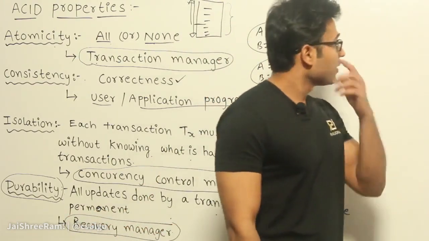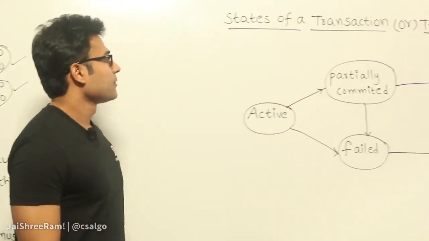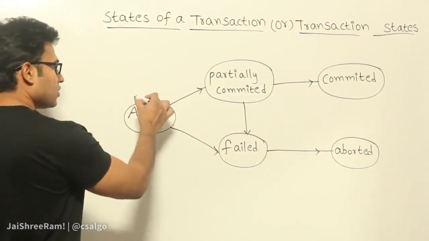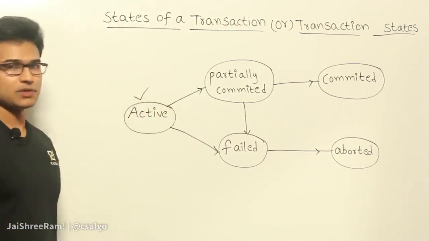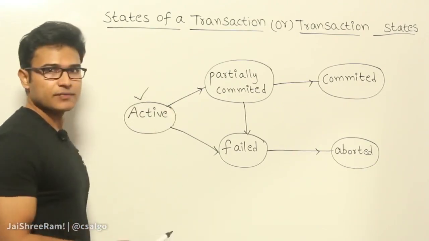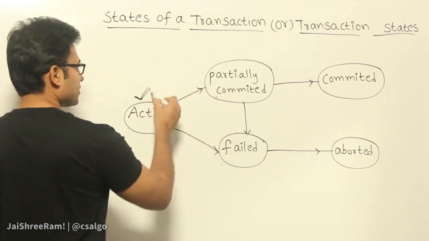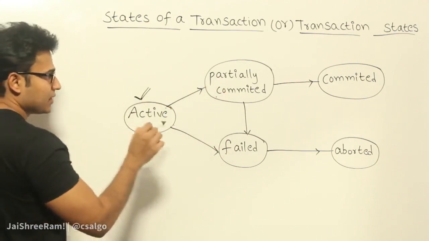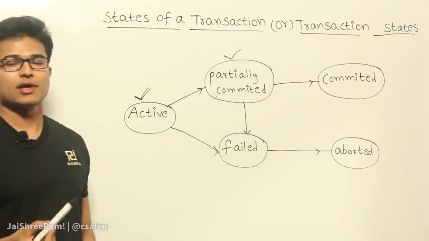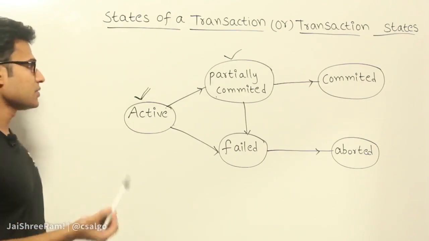Now let's see the states of a transaction, or transaction states. Whenever a transaction starts, it becomes active. Active means it has actually started. When it is in the active state, it is going to get executed, and while it is executing, you can say that it is partially committed. Partially committed means whatever changes are done by the transaction, you have not yet made them permanent, right? So it is partially committed.